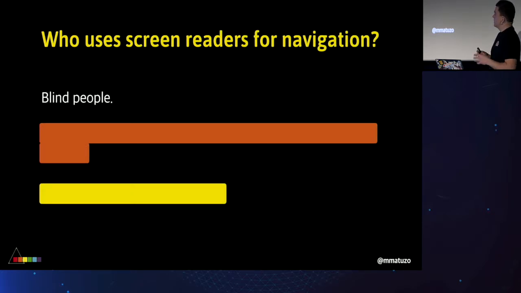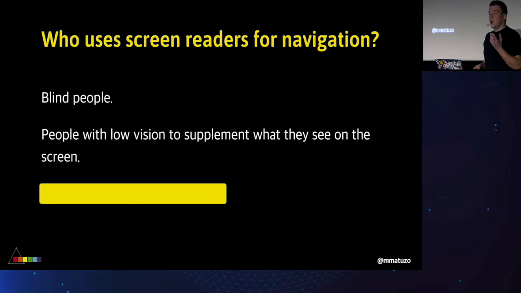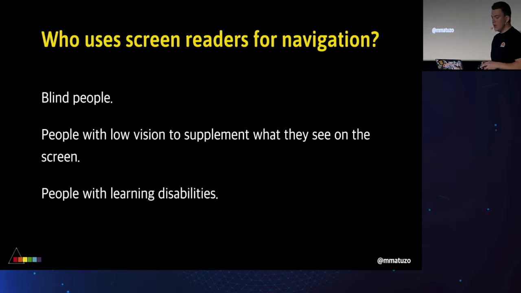DOM order and visual order and the match or mismatch also affects screen reader users. Who uses a screen reader? Well, blind people, of course, but blind people are not the only people who use a screen reader. A screen reader is software that announces text on a page. But also people with low vision who supplement what they see on the screen by announcing it with a screen reader. So they use it in addition to what they see on the screen. And also people with learning disabilities. So that's the general issue with visual order and DOM order.